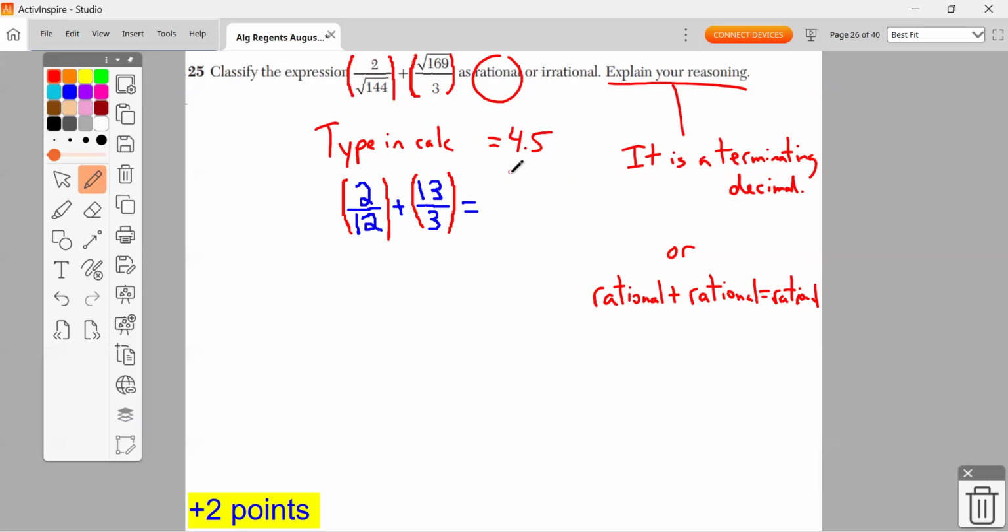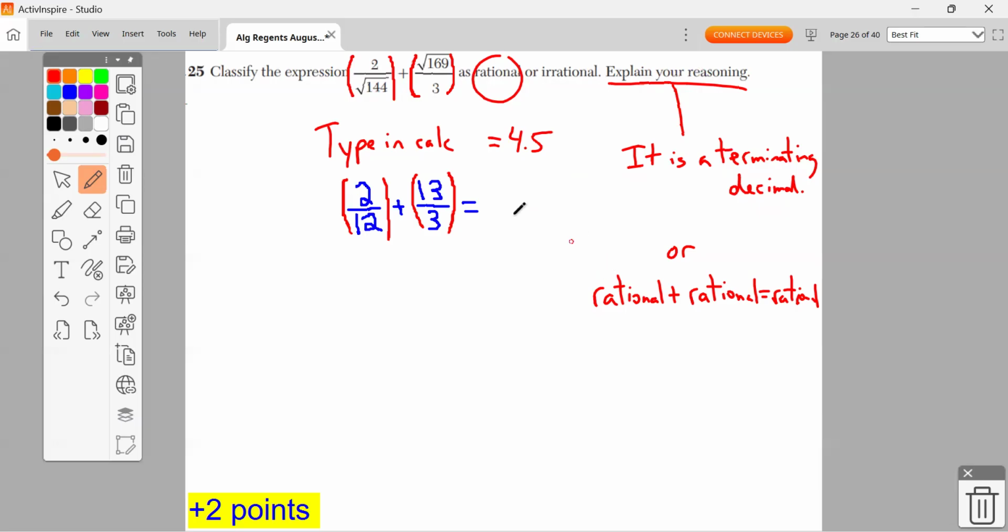Now, you got to be careful on this question. You can't just say rational and leave it as equals 4.5 and be done. If you don't give an explanation, you do not get that second credit. As an explanation for the second credit, you need to say that it is a terminating decimal, or it's a decimal that ends or stops.